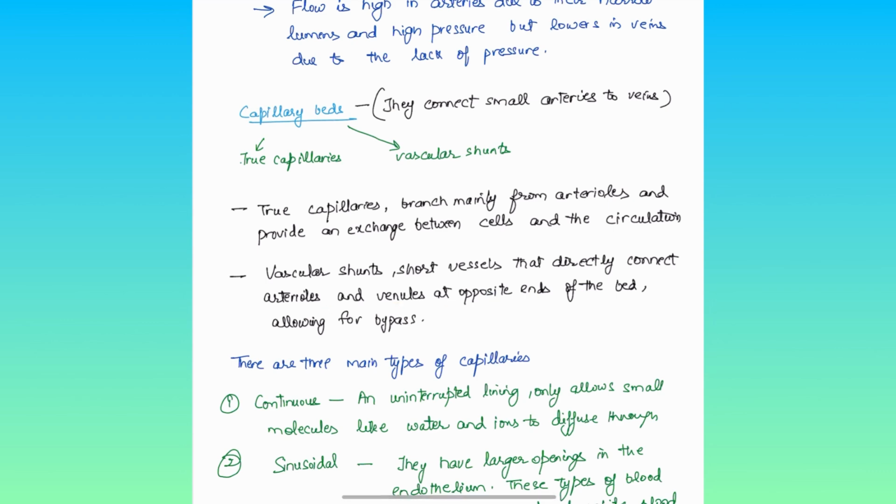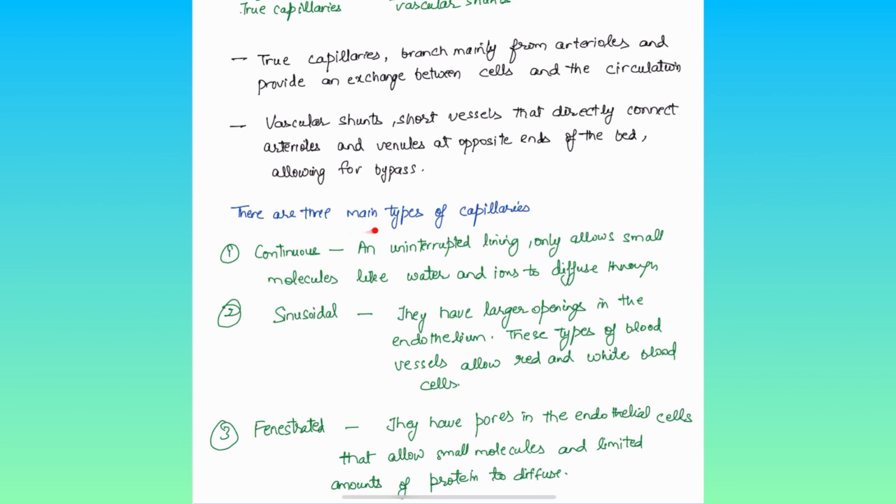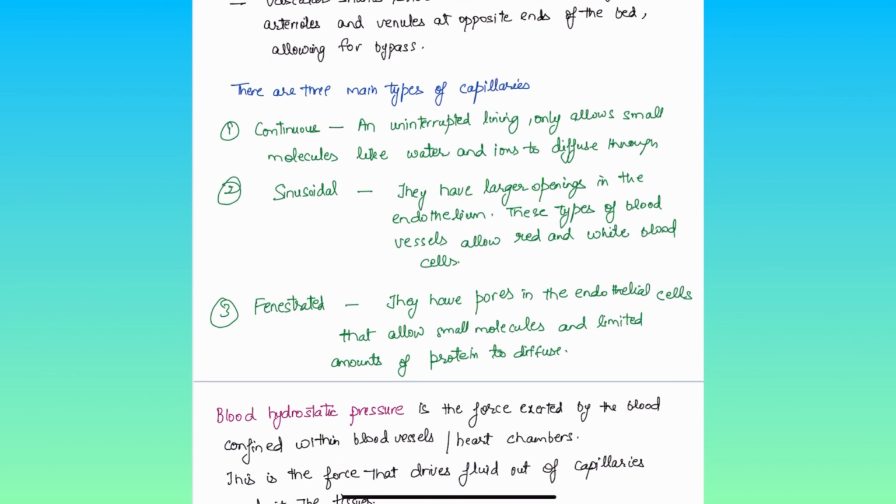There are three main types of capillaries: continuous, sinusoidal, and fenestrated. Continuous capillaries have an uninterrupted lining and allow only small molecules like water and ions to diffuse through. Sinusoidal capillaries have larger openings in the endothelium, and this type of blood vessel allows red and white blood cells through. Fenestrated capillaries have pores in the endothelial cells that allow small molecules and limited amounts of proteins to diffuse.